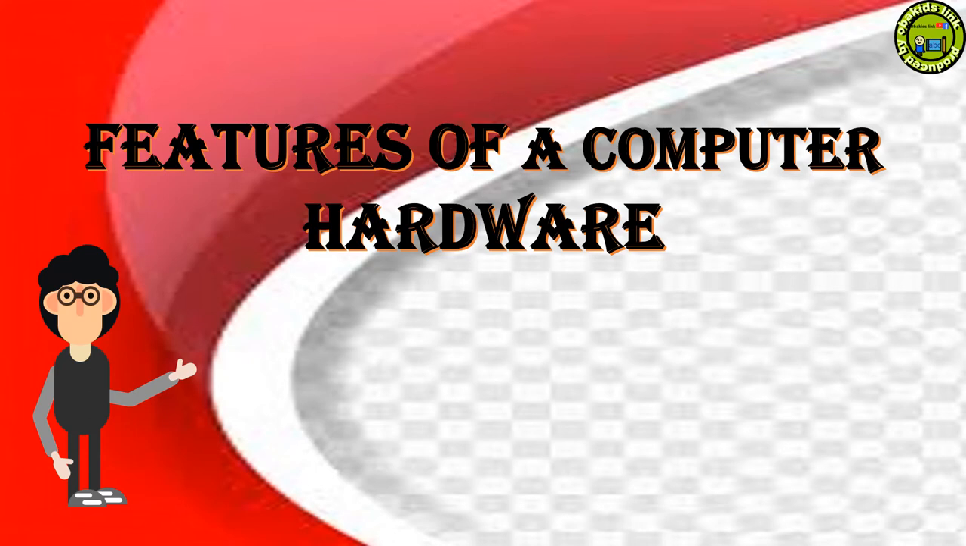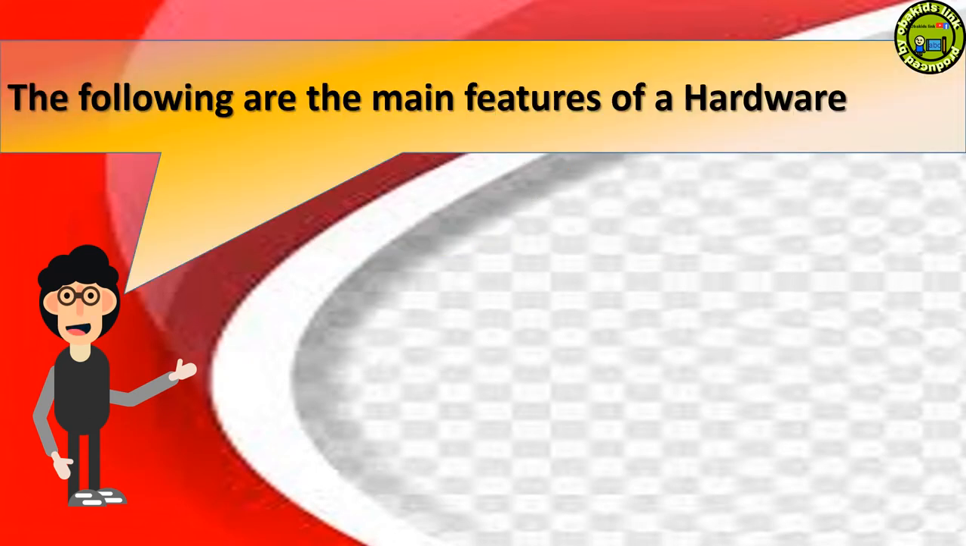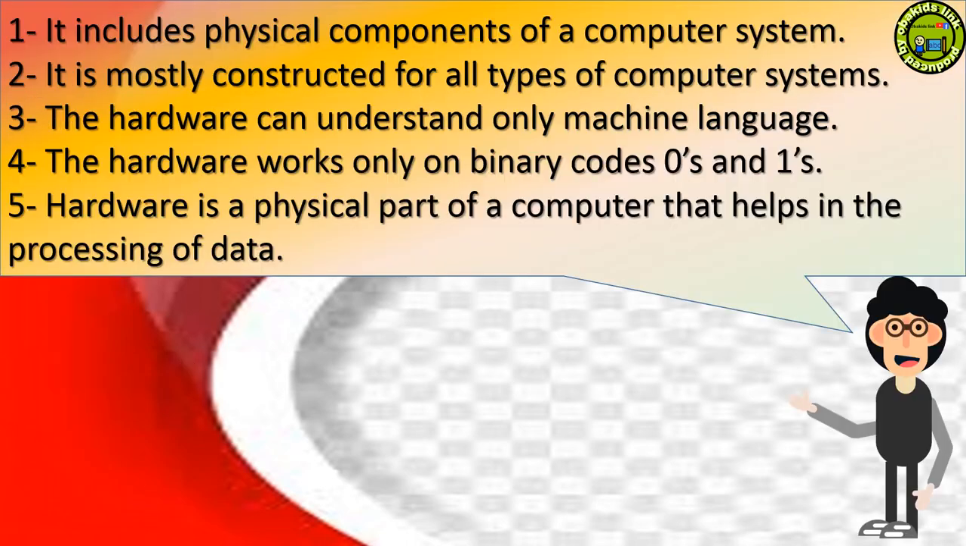Features of a computer hardware. The following are the main features of a hardware. 1. It includes physical components of a computer system. 2. It is mostly constructed for all types of computer systems. 3. The hardware can understand only machine language. 4. The hardware works only on binary codes, zeros and ones.